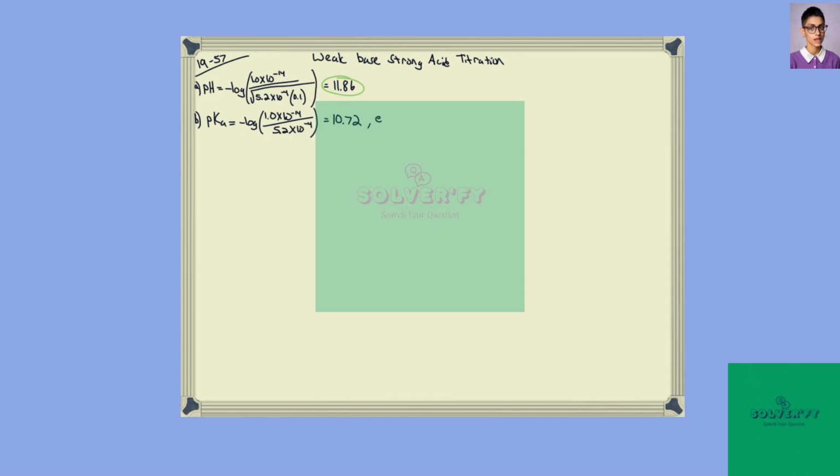pKa is simply Kb divided into Kw. This will give us our Ka value. We take the negative log of that, we'll get our pKa, and we'll recognize that at half equivalence, pH equals pKa. If you didn't recognize this, you could still use the Henderson-Hasselbalch equation and you will get the same answer.